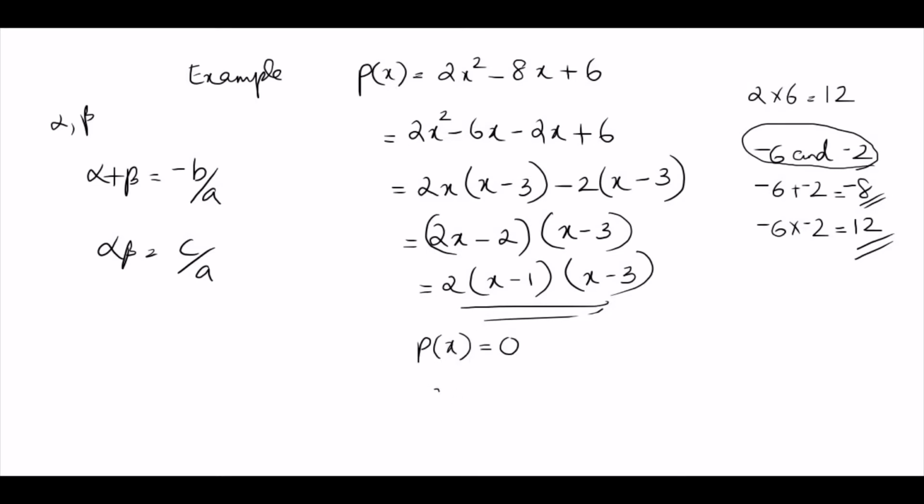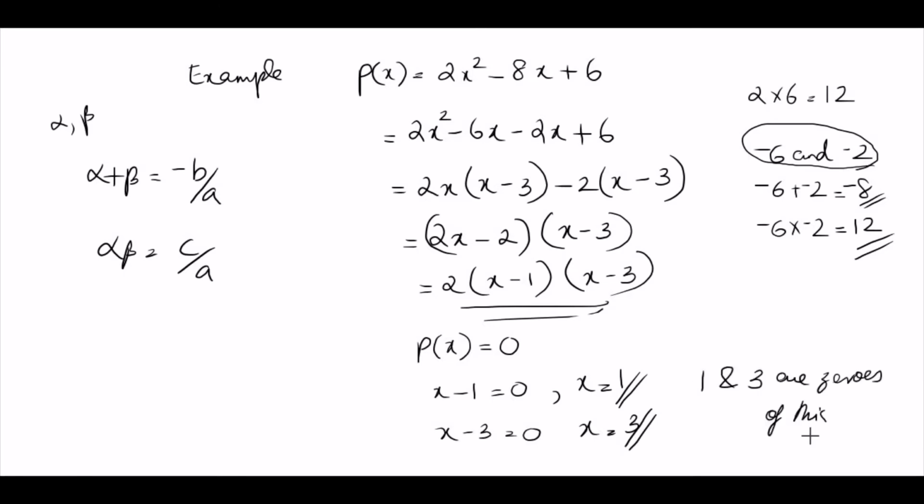When you equate, you get x minus 1 is equal to 0 and x minus 3 is equal to 0. Here x is equal to 1 is a zero of the polynomial, and x is equal to 3 is another zero of the polynomial. That is, 1 and 3 are the zeros of this polynomial. Now let's verify the relationship between the zeros and the coefficients. So what is b here? b is equal to minus 8, a is equal to 2 and c is equal to 6.